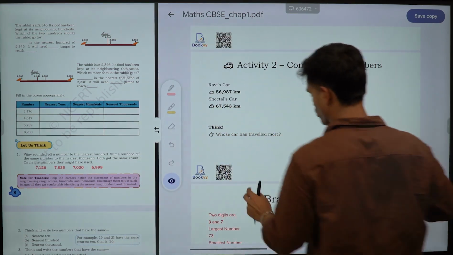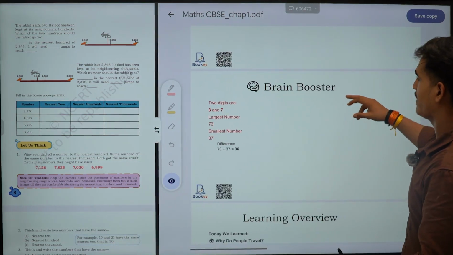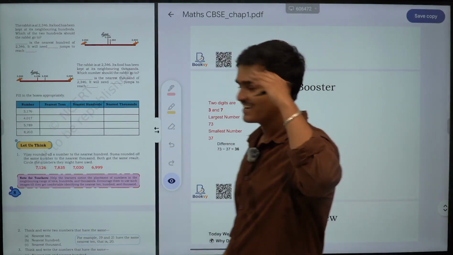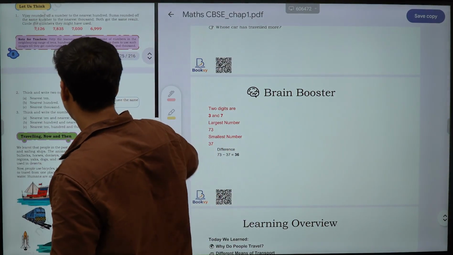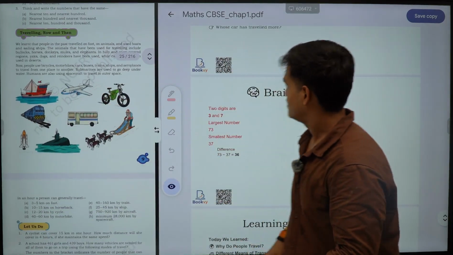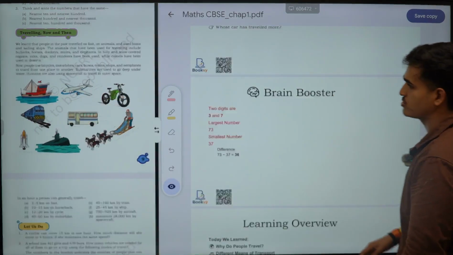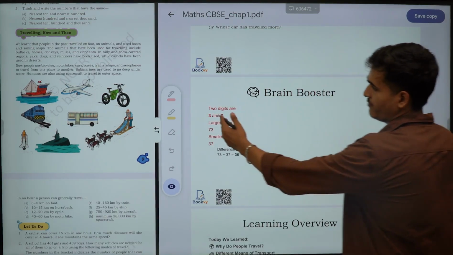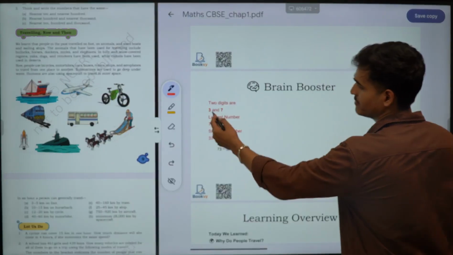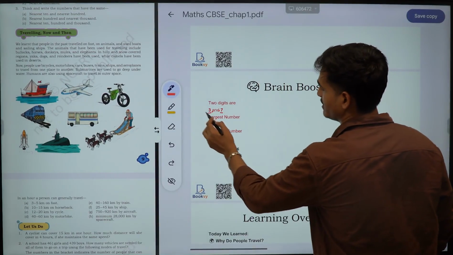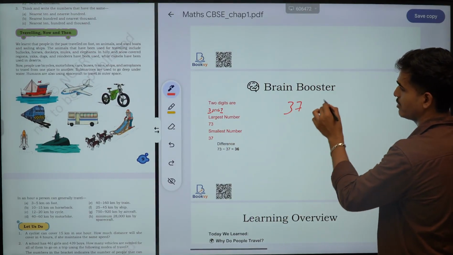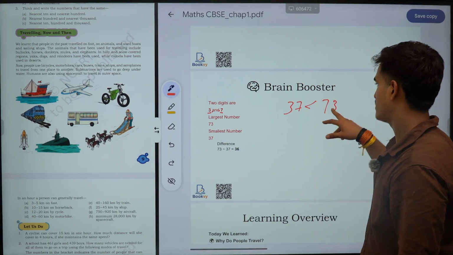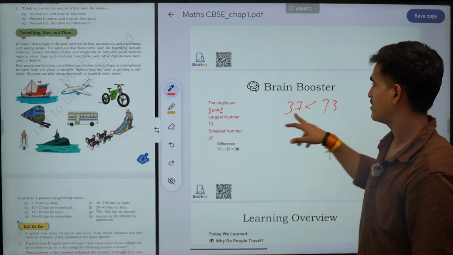Now this is a brain booster, but I don't think this is a brain booster for you guys because you are very talented and smart. Just see the brain booster. There are 2 digits, 3 and 7. If we combine both digits, what will they become? Is 37 greater or 73 greater? So 73 is greater. Okay, I have got that 73 is greater and my smallest number is 37.